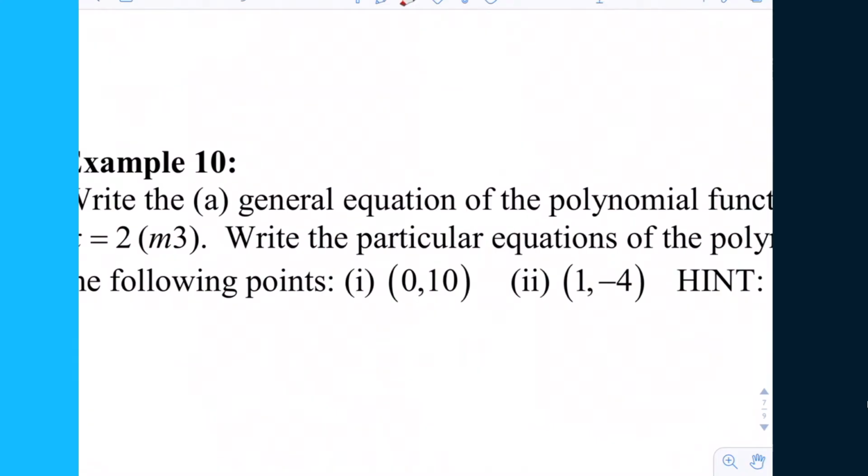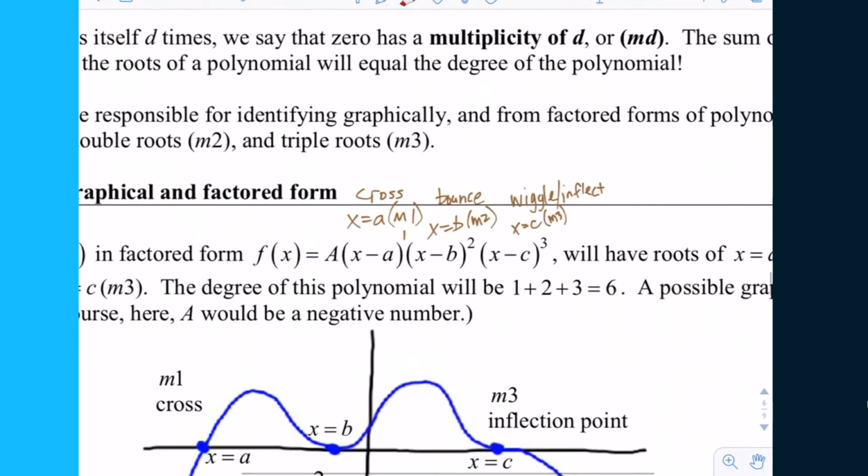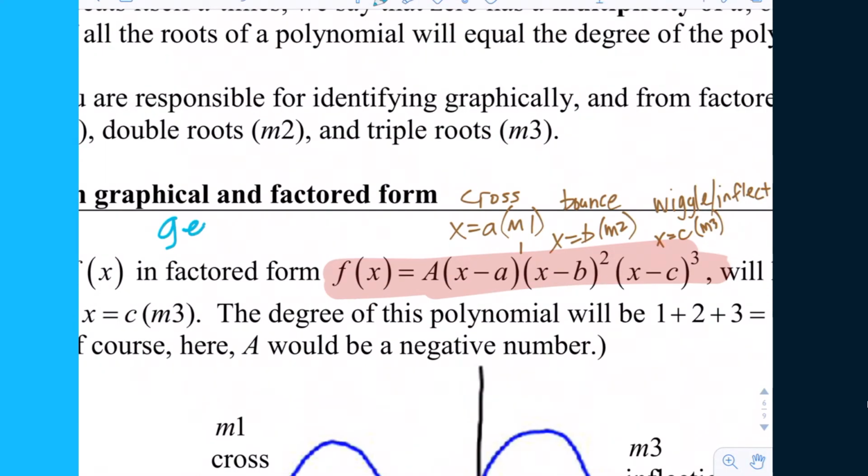So what does it mean to have a general equation? Well, good question. Let's scroll back up here. This right here is essentially what I'm going to require y'all to do. We're going to call this the general equation in factored form. I'm not going to make you expand your polynomial equations out because that's an activity for Algebra 2. I'm more interested right now in you writing the equations.